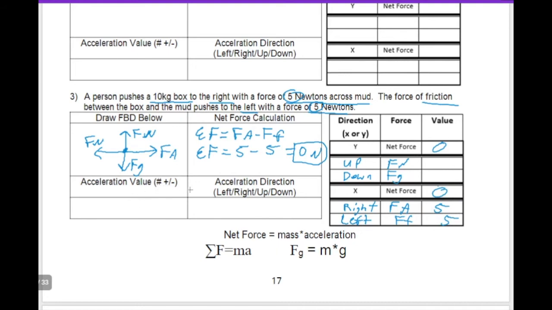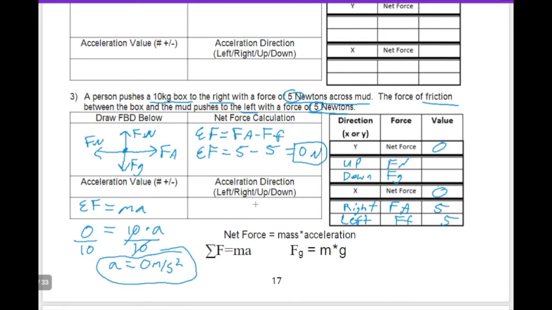So now we want to figure out the acceleration value, positive or negative. Well, we know that net force is equal to ma. If the net force is 0 and the mass is 10, then what is the acceleration? If I solve for acceleration here, I get 0 divided by 10. 0 divided by anything is just 0. Therefore, the acceleration for this problem is just 0 meters per second squared. So when it asks what direction is it accelerating, it's not accelerating. So therefore, it is no direction, or I'm just going to write not accel.